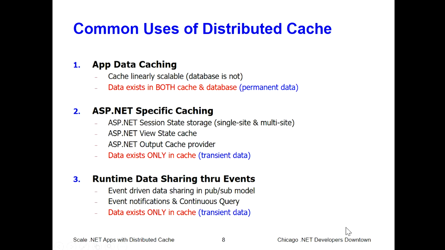Runtime data sharing is also something where most of the time the data only exists in the cache, although it also exists in a different form in the database. Maybe it exists in some raw form in the database, and you produced it and kept it in a different form in the cache. So you still don't want to lose this data. So the second and the third use case require the cache to provide replication.